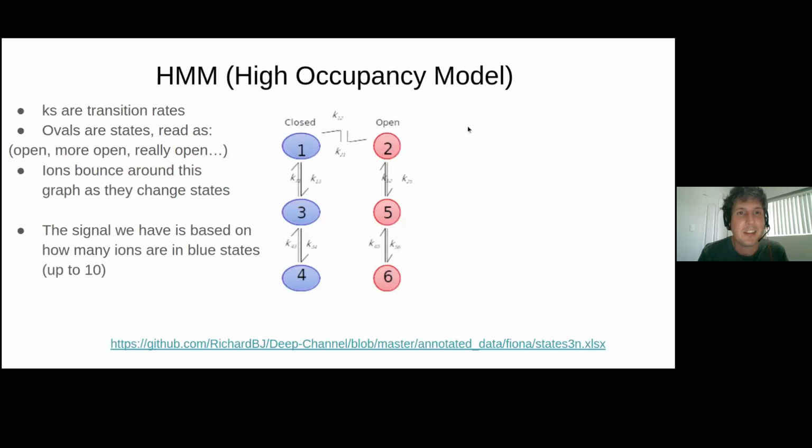Maybe we can go back to the last slide. I'm reading the point: the open states read as open, more open, really open. So you're talking about the states on the red states. Does this imply that you can't go from a more open state, which I guess would be 5, to closed? You had to first go through 2. I'm not quite sure I get this.